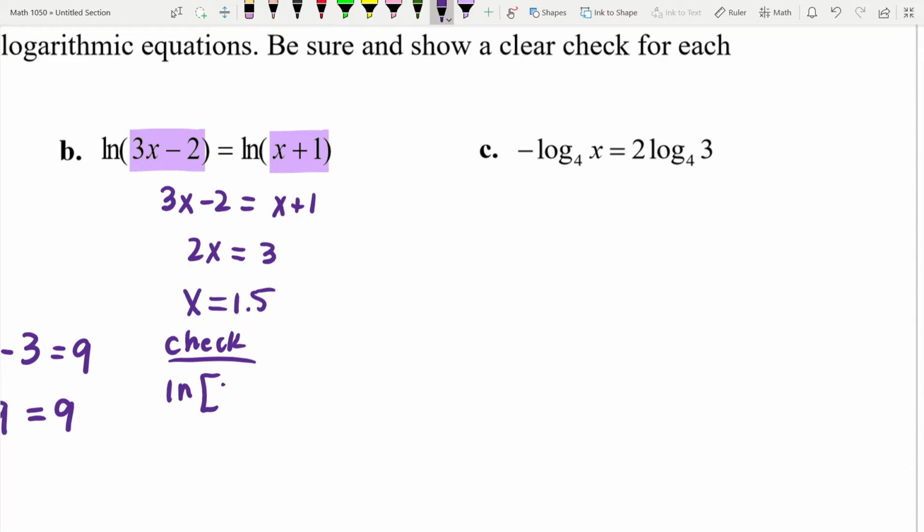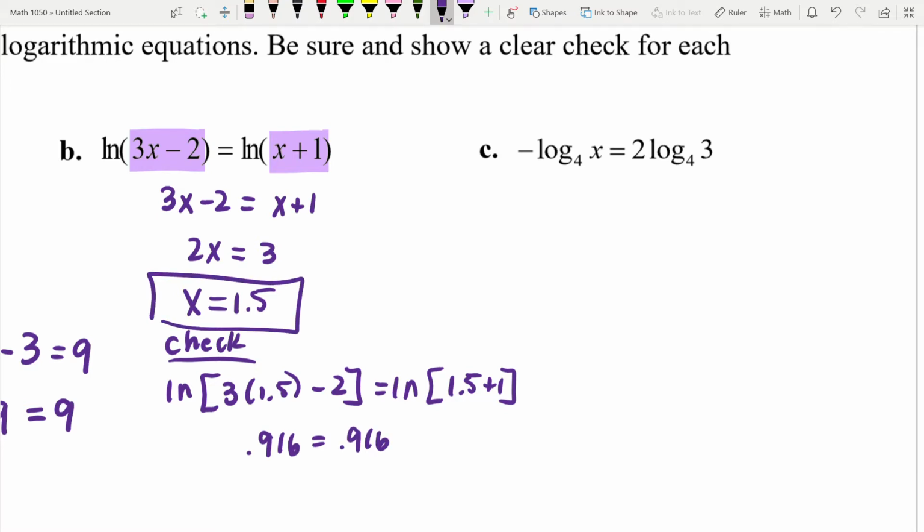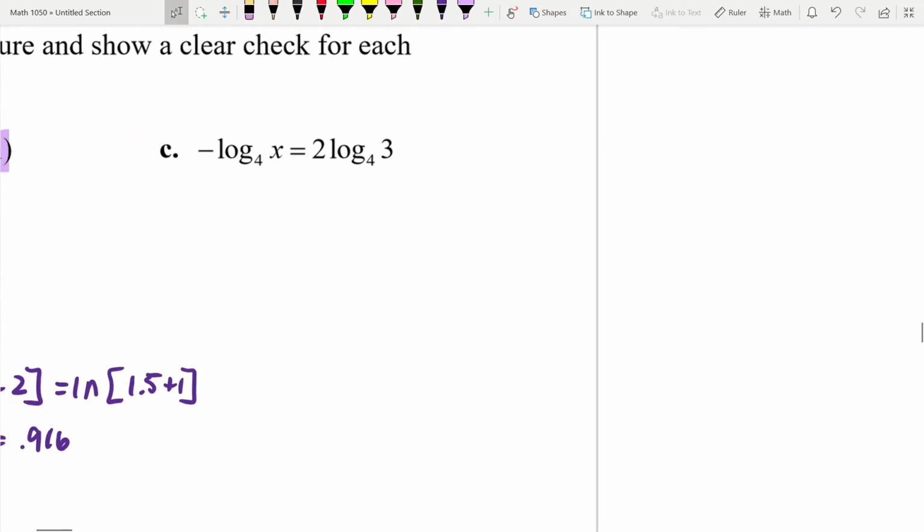Then go ln bracket 3 times 1.5 minus 2, close your bracket, equals the ln of 1.5 plus 1, close your bracket. Grab your calculator: ln, 3 parenthesis 1.5, close it, minus 2, close it, enter. I got 0.916. See if I get the same thing over there. ln 2.5, close it off, enter, 0.916. I am perfectly 100% certain I got that right. Okay, C.